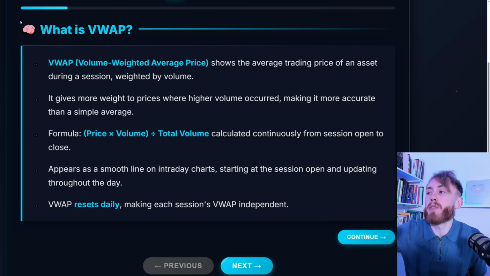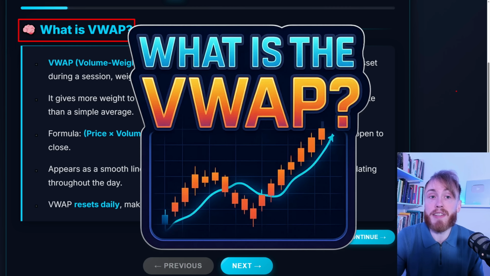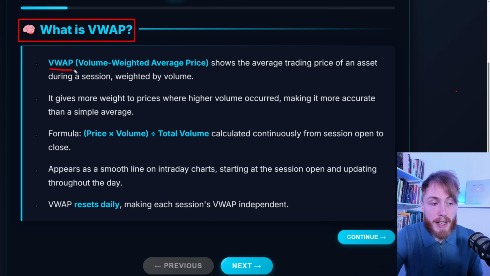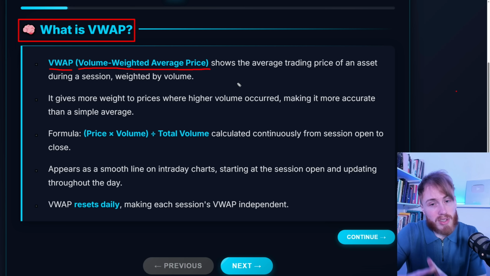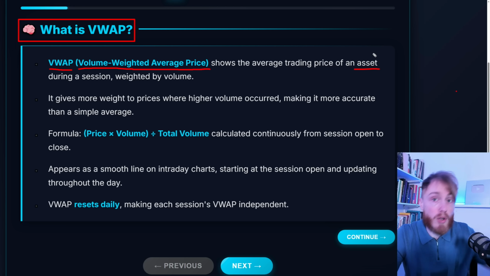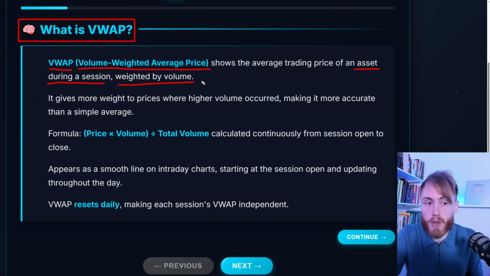But alright, so before we can start using the VWAP effectively, we of course first need to understand what the VWAP is in the first place. Well, the VWAP, which is short for volume weighted average price, shows the average trading price of an asset. So this could be crypto, forex, or stocks. It works in all markets during a session and is weighted by volume.